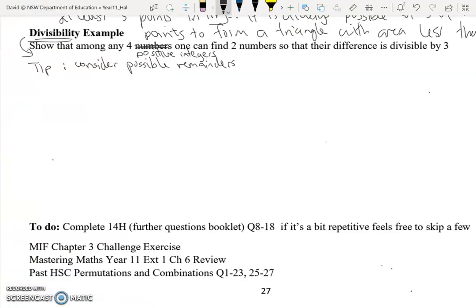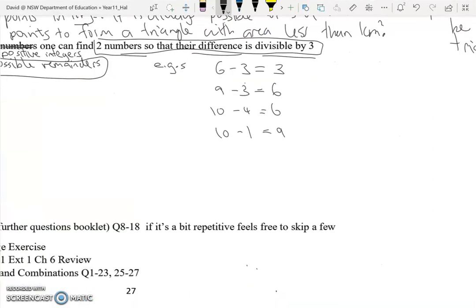A good tip for divisibility questions: always consider possible remainders, and you'll see that pop into this question here. So this question says to show that among any 4 positive integers, one can find 2 numbers so that their difference is divisible by 3. I've just written down some numbers whose difference gives an answer that is divisible by 3.